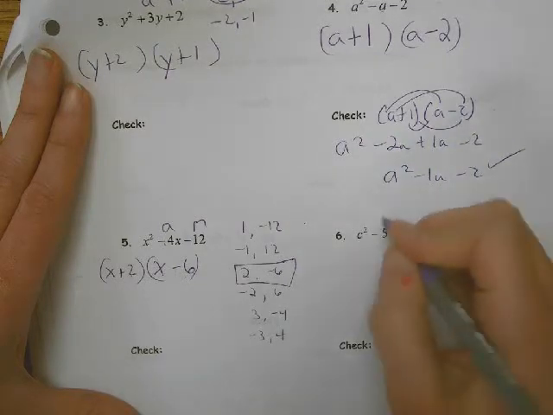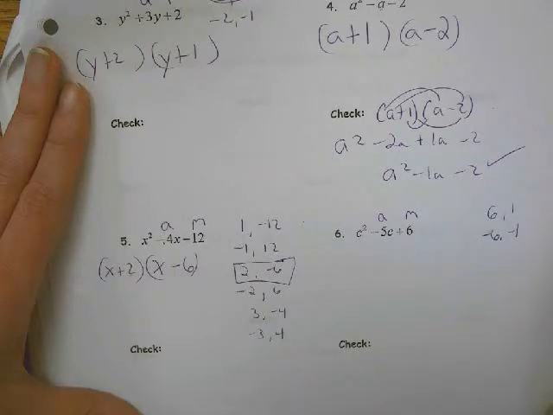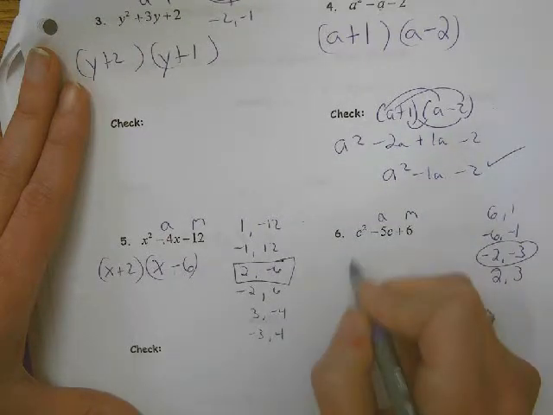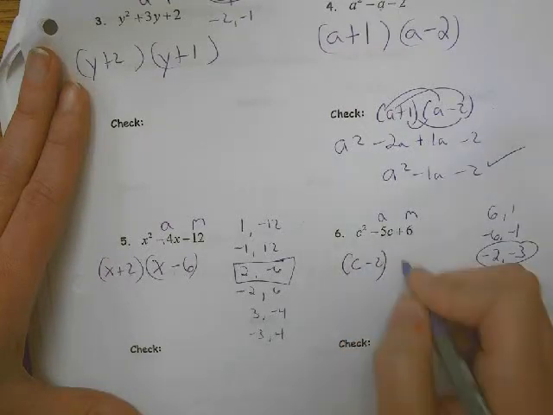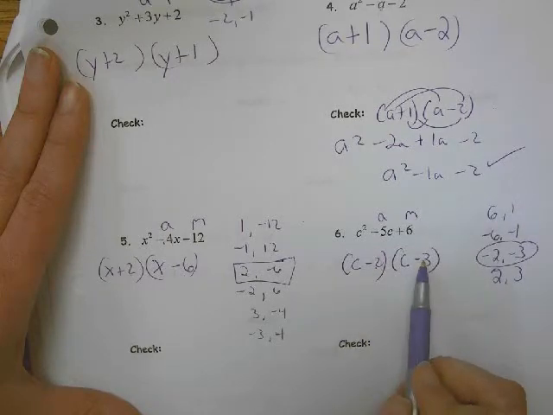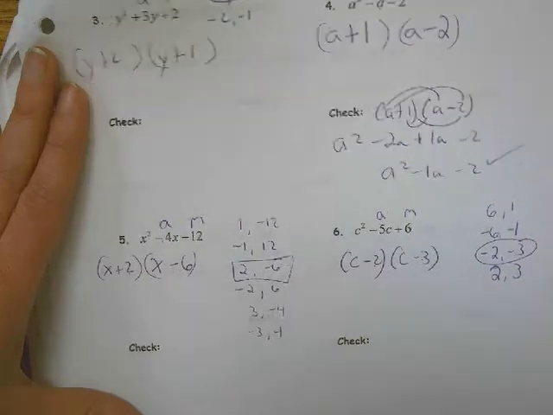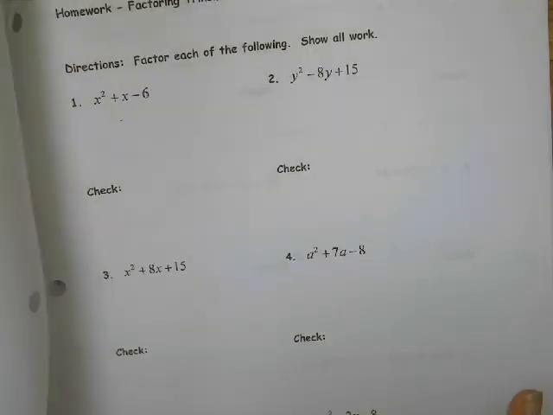Over here, add to negative 5, multiply to 6. So I either have to have positives or negatives for both numbers. So I list my factors. There's what I want: c minus 2 and c minus 3. Negative 2 times negative 3 is positive 6. Negative 2 plus negative 3 is negative 5. So I'm done. That's it, guys. You keep practicing.